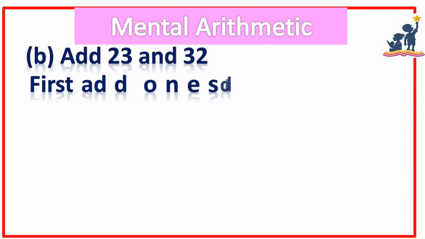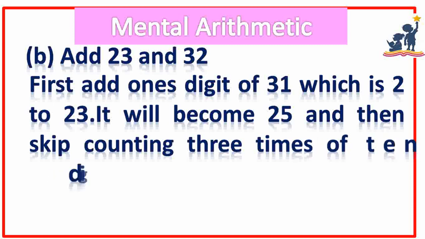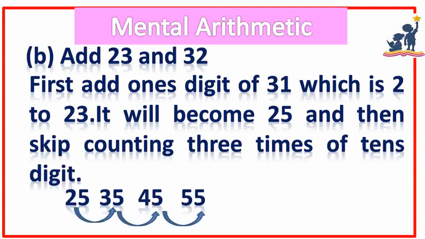Add 23 and 32. First add the ones digit of 32, which is 2, to 23. It will become 25 and then skip counting 3 times of the tens digit. So you can count like this: 35, 45, 55. 3-step counting. So the answer becomes 55. 23 plus 32 is equal to 55.